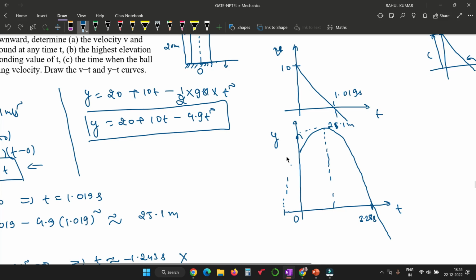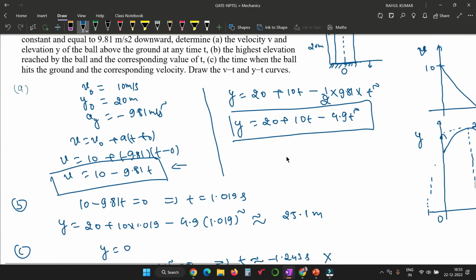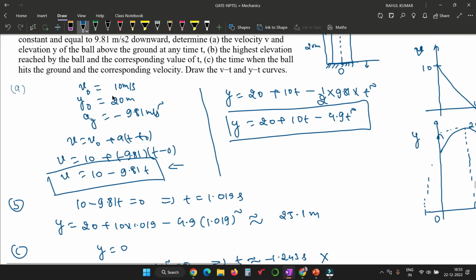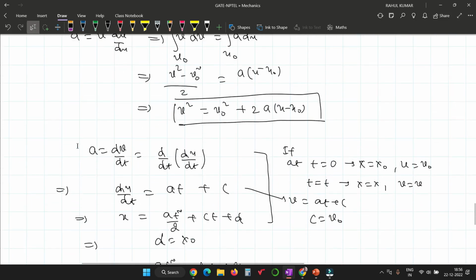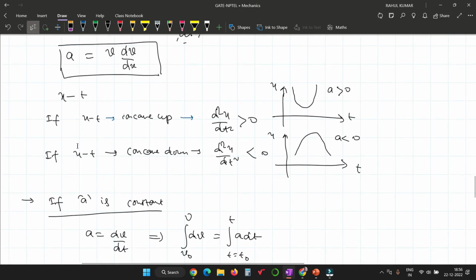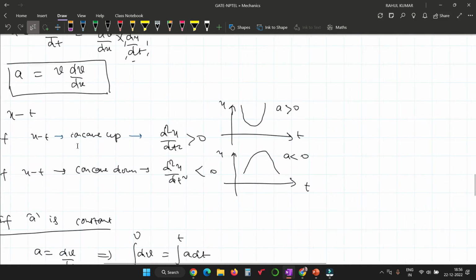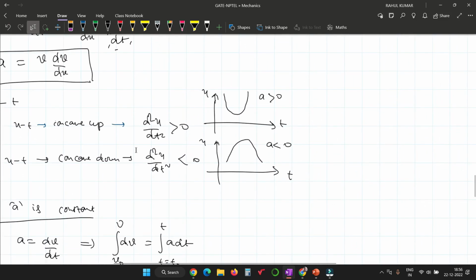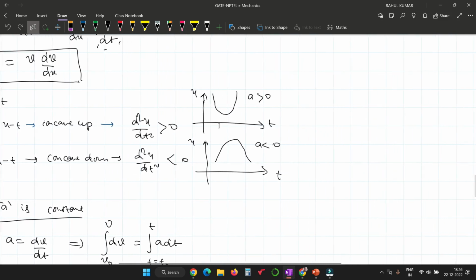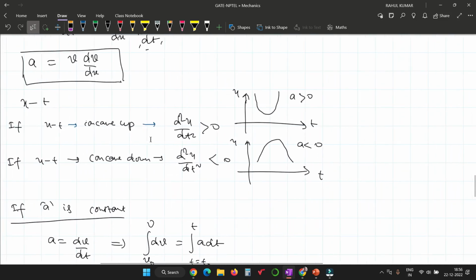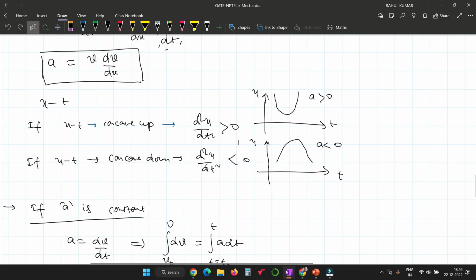Sir, can you repeat please that concave upward, concave downward concept? Here I have told you that if d2x by dt square, when the xt graph is concave, you want an explanation of why d2x by dt square is greater than 0?